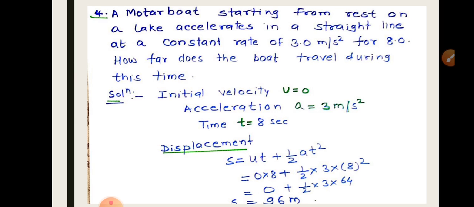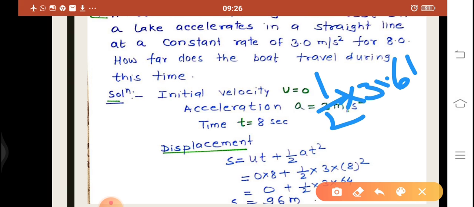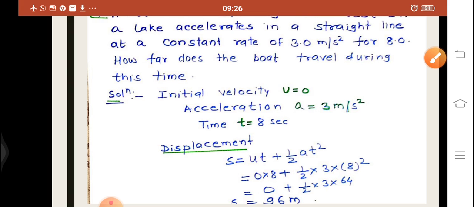You can do this calculation. I am doing it here: 1/2 into 3 into 64. Now 2 into 32 is 64, so it is 32, and 32 into 3 will be 96 meter. So this is the fourth question.